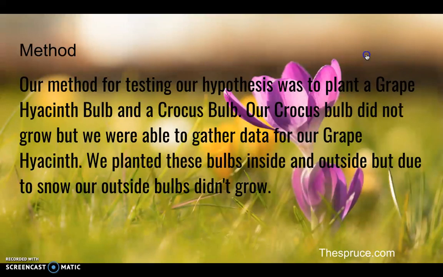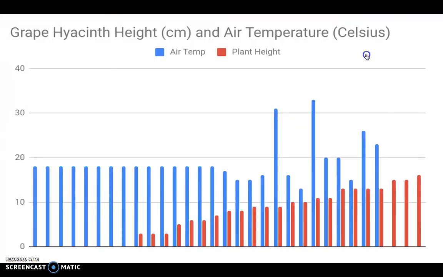Method. Our method for testing our hypothesis was to plant a grape hyacinth bulb and a crocus bulb. Our crocus bulb did not grow, but we were able to gather data for our grape hyacinth. We planted these bulbs inside and outside, but due to snow, our outside bulbs did not grow. This is our data for our grape hyacinth air temperature and plant height.